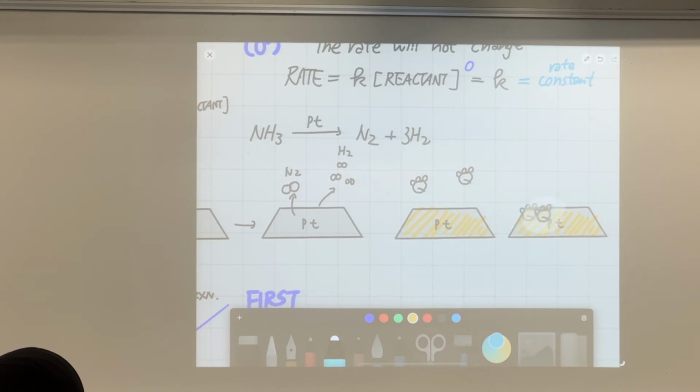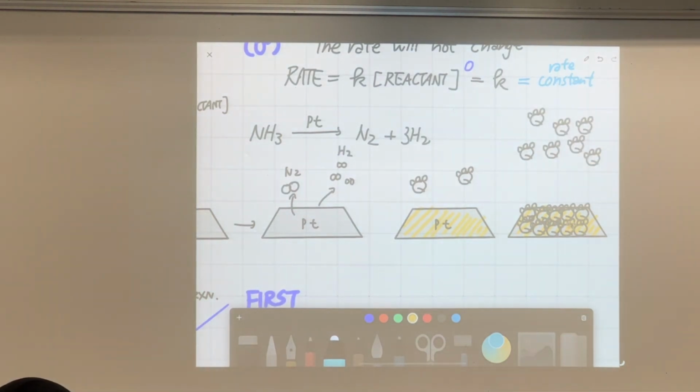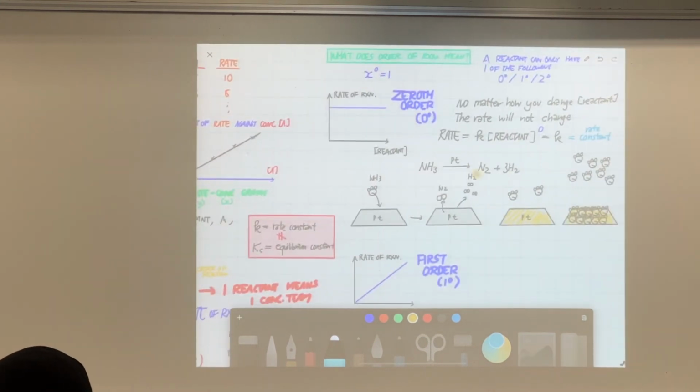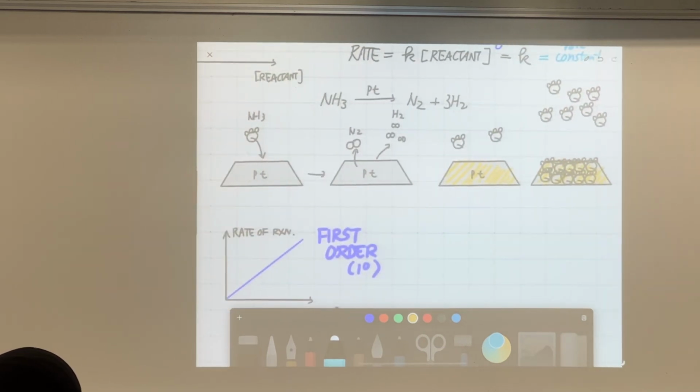But imagine what happens when you get the entire platinum covered with ammonia. Can additional ammonia join the surface of the catalyst if it's already fully occupied with ammonia? No. That means increasing the concentration of ammonia, I don't care how much ammonia is waiting on the outside. As long as all the sites on platinum are fully occupied, will increasing the concentration of ammonia have any effect on the rate? No, because it's already fully occupied. So this is how you understand it, okay? Can you put down this description below?